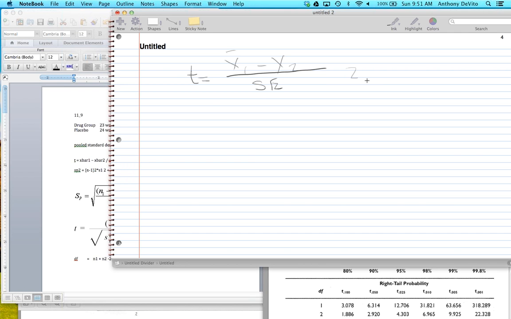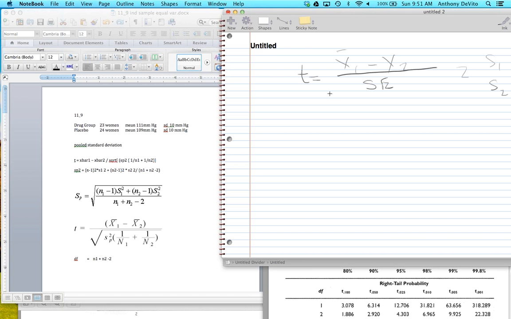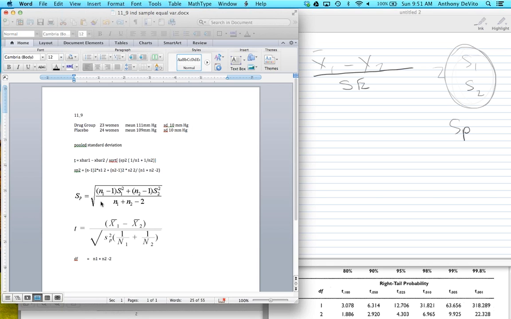When I have two different samples, I have two different standard deviations, standard deviation 1 and standard deviation 2, because I don't know either population. So in order to calculate my standard error, I have a new formula. That formula first asks me to calculate a combined standard deviation for these two. That's called a pooled standard deviation. It's kind of a weighted average of the two of them. I calculate that using this formula.